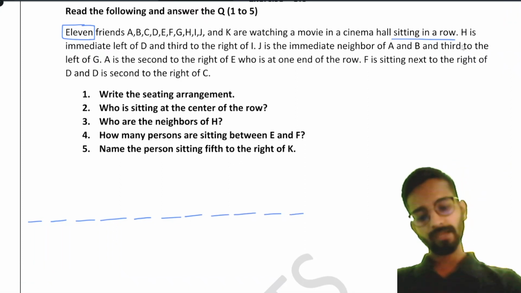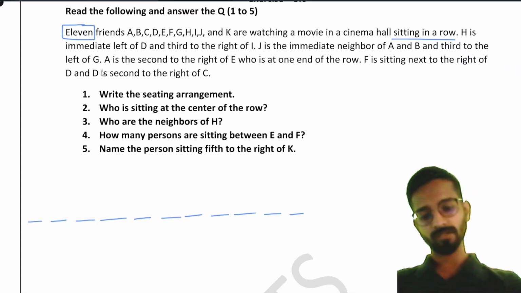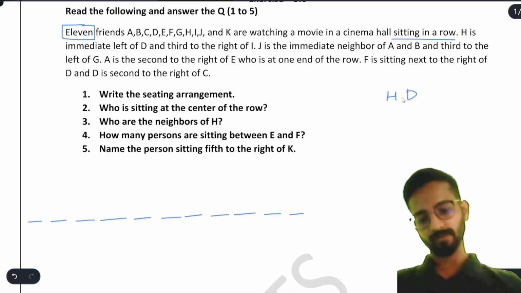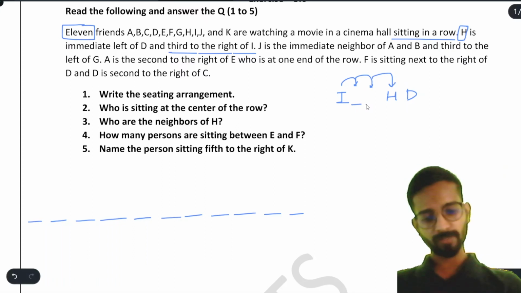H is immediate left of D. Whatever they are saying, sentence by sentence we will keep on writing what they are saying. H is immediate left of D. It means you will write D here, and H will come here. Then, H is third to the right of I, which means wherever I is, to the third to the right of I means first, second and third. H is third to the right of I. It means there are two blank places.